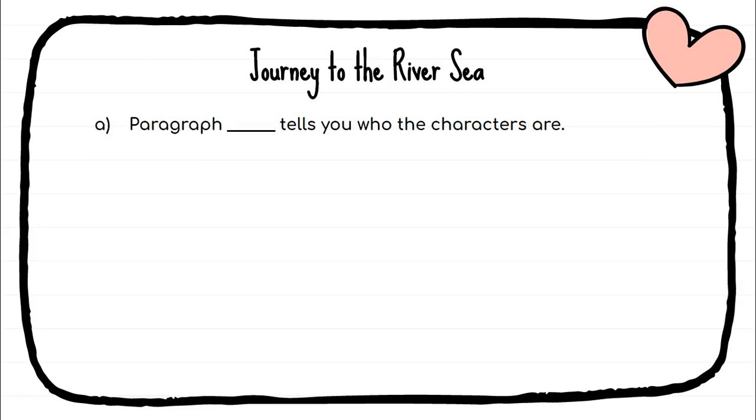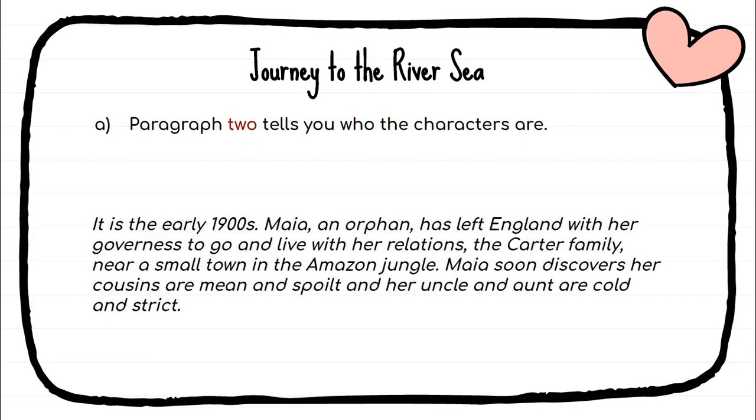So A says, paragraph tells you who the characters are. So you should have written the whole sentence. And if you've been a little bit lazy and just written a number, please go back and write this as a sentence. Paragraph 2 tells you who the characters are. Now I'm going to show you that paragraph from the text and just prove to you that paragraph 2 is in fact the correct one.